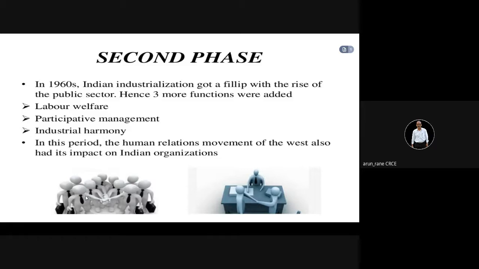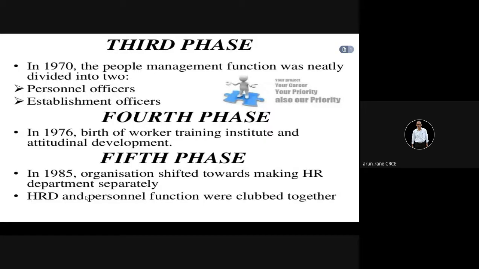This was influenced by the Western style of working. Then you have the third phase, fourth phase, fifth phase. So in 1970, you can see people management. This is how the evolution is taking place.